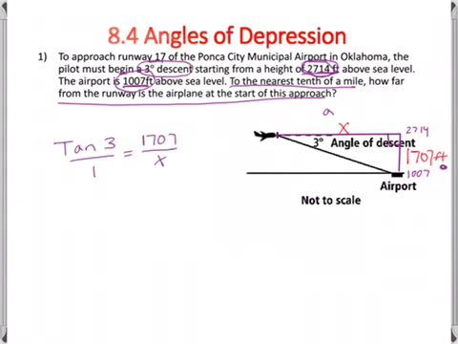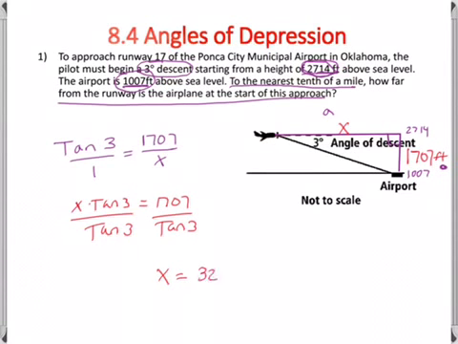We're going to cross multiply. We get x times the tangent of 3 equals 1707. We'll divide by the tangent of 3 on both sides. And we should get that the plane is currently about 32,571.5 feet from the airport at the beginning of its approach, which is actually right around 6.2 miles, I believe.